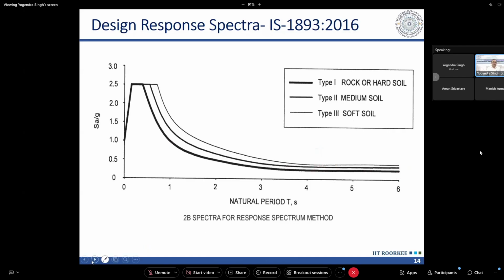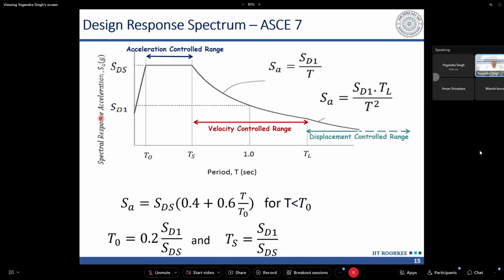So I will just discuss. In a real response spectrum, this initial flat range we call the acceleration control range. This range we call the velocity control range. And in fact, there is a range beyond a long corner period, which we call TL. It is proportional to 1 upon T square. This is called the displacement control range.